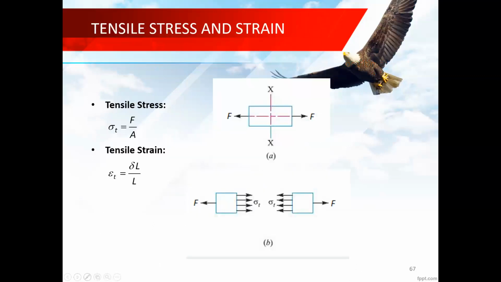Okay. So, tensile stress and strain. Tensile stress based on figure, sigma T is F over A. Tensile strain, epsilon T is equal to delta L over L. Okay. Sa machine design review, babalikan din natin to.